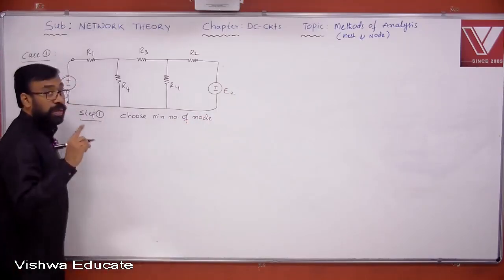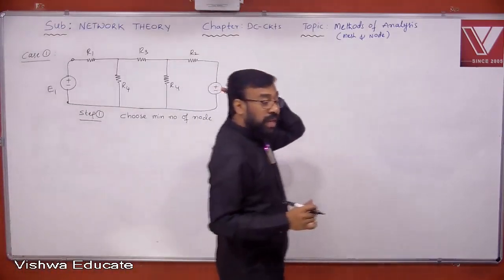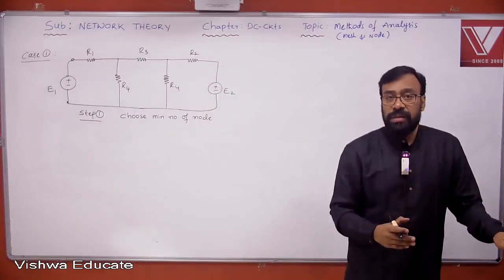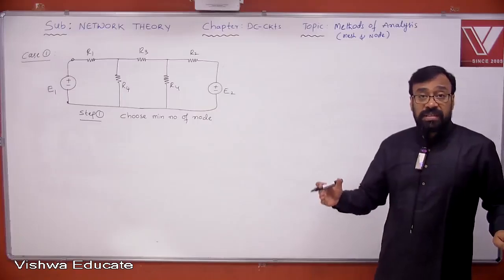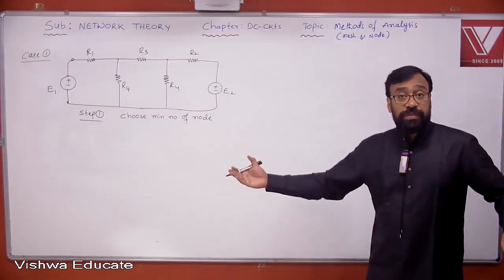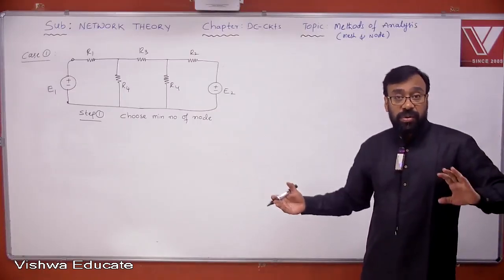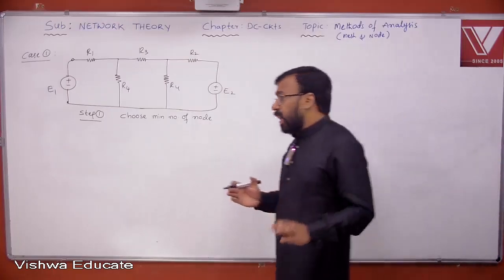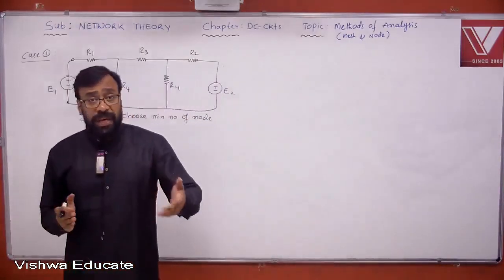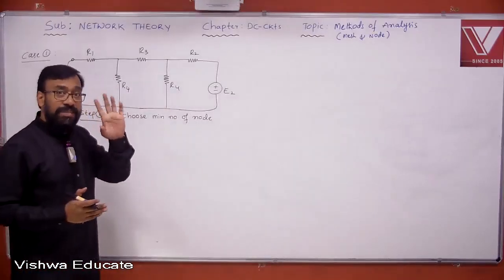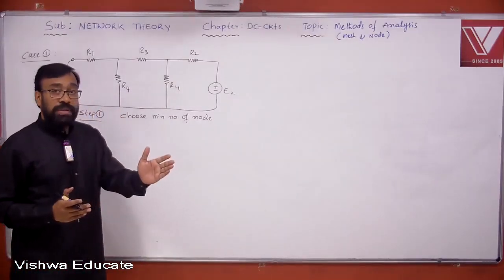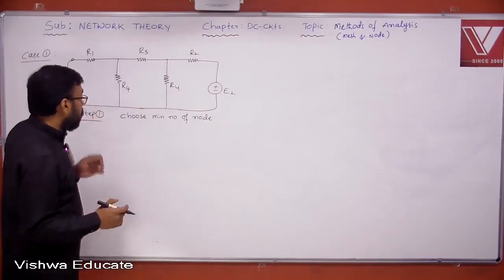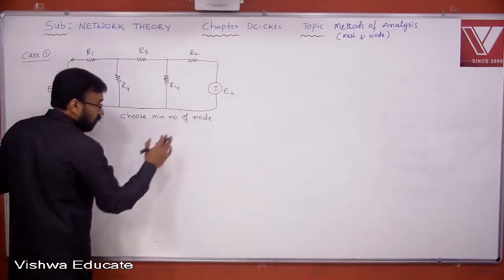There, choose minimum number of loops because the number of variables is equal to the number of loops in mesh analysis. Here the number of variables is related to the number of nodes. Yes or no? So therefore, you better choose the minimum number of nodes here. How the number of variables actually comes in node analysis, we will see that. But whereas in mesh analysis, the number of variables is equal to the number of fundamental loops. Yes or no? Well, now here, choose minimum number of nodes.